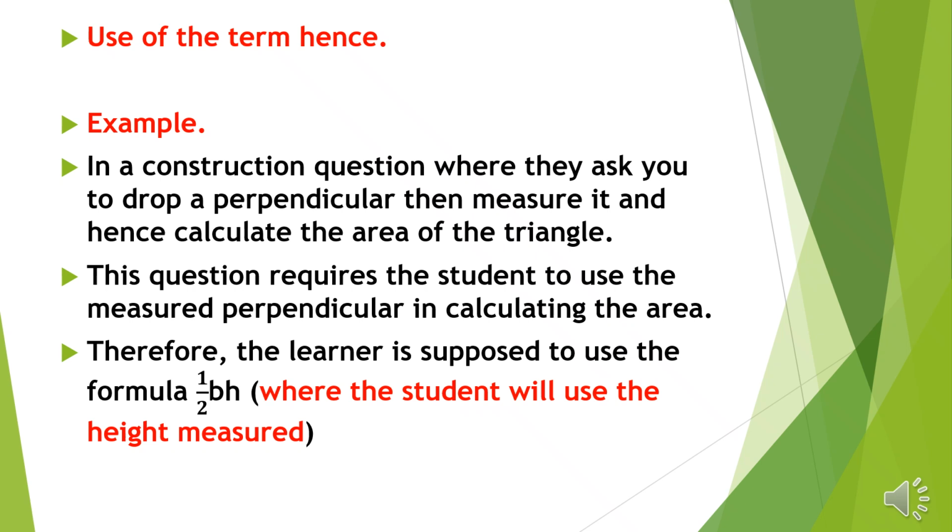If in the question there is the term hence, that means whatever you measured, you must use it in that calculation. For example, in a construction question where they ask you to drop a perpendicular, then measure it, and hence calculate the area of the triangle. That means you must use the formula a half base times height, and the height you are going to use is the height you measured. That's why there was a hence.